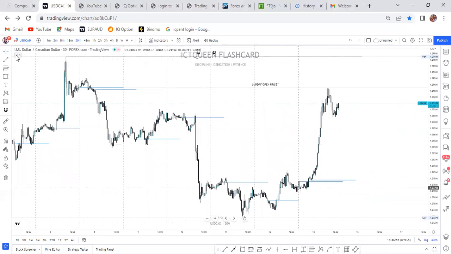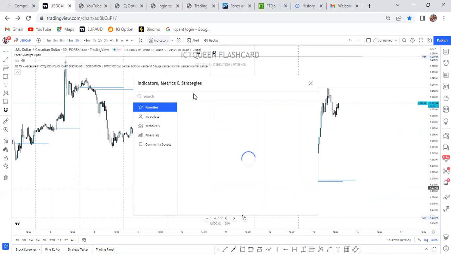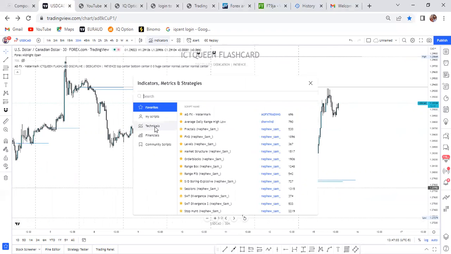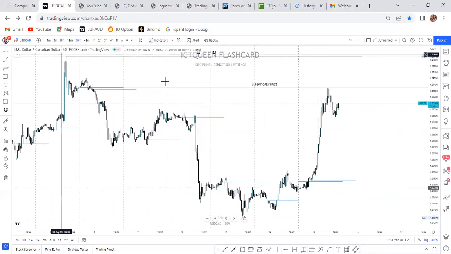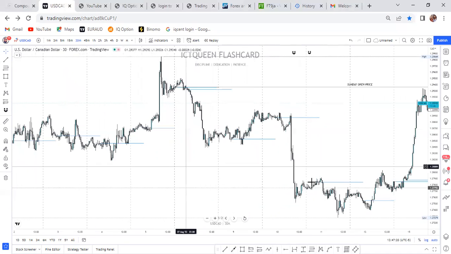So you can go to your indicator settings, then you just type in midnight open. I have it under my favorites. You can see I favorited it. So you can just type Forest Midnight Open. It will pop up. Then you just add it to your chart. Now this was our previous Sunday open price, right? So now let's start from the previous week.